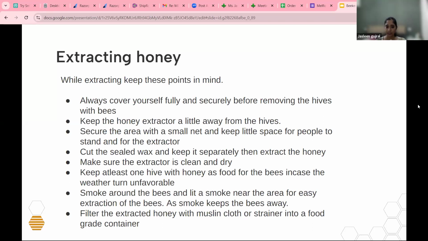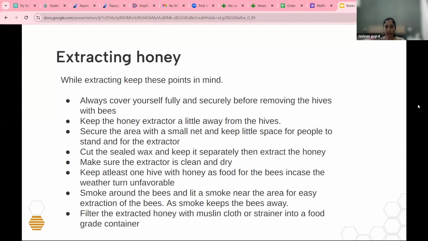Also, as I just said, make sure that the honey is extracted from the sealed frames, because the uncapped hive has a lot of moisture in it. Once the wax has been sealed by the bees, it is proof given by the bees that it is now safe for extraction and there is very little moisture in it.